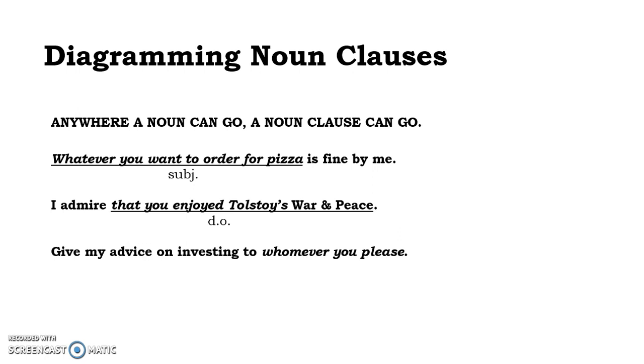Give my advice on investing to whomever you please. Whomever you please has subject, you, and verb, please. The whole thing comes after the to in the sentence and is indirectly affected by the action, give. It is the indirect object of the sentence. It's not what's being given, but it is indirectly affected by the giving.